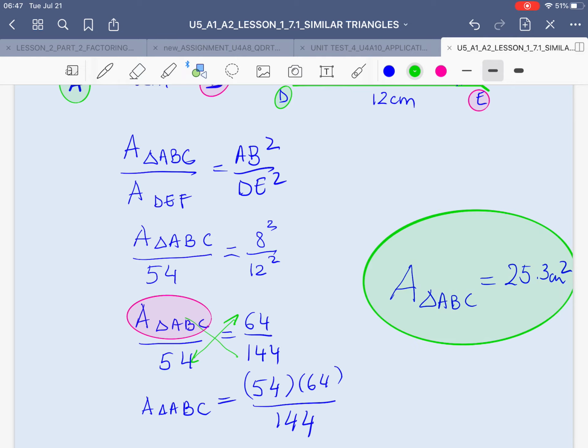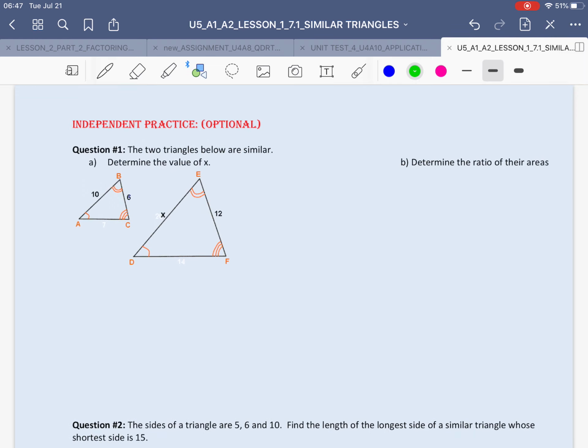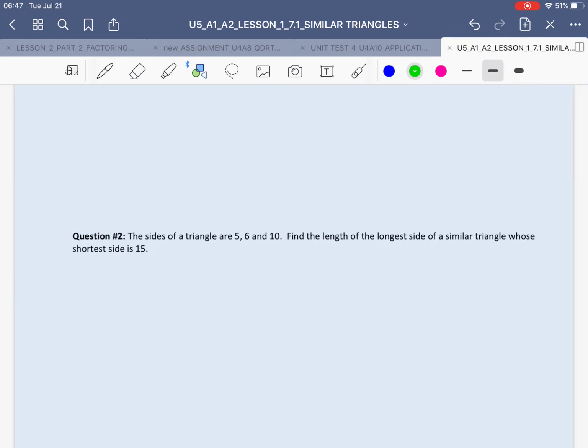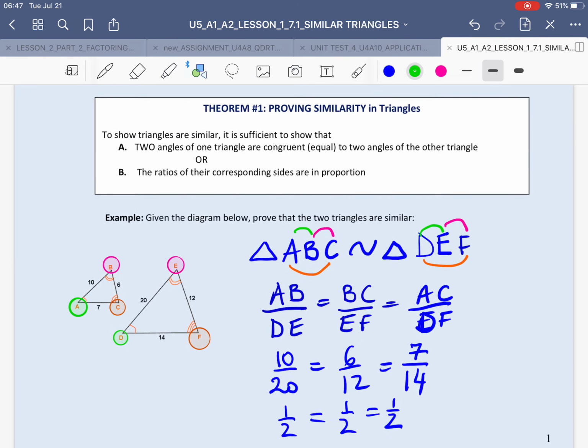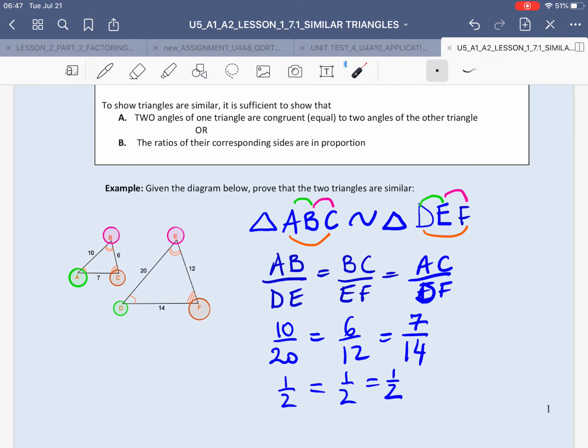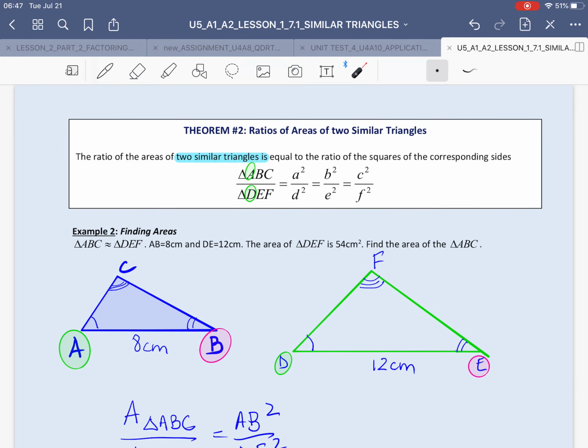Okay, so now there you have some independent practice questions that you can look at if you wish. And the things that I want you to remember from this lesson is, number one, that to prove similar triangles, when you write the similarity statement, it's important that you match the angles, right? And then from there you can build your ratios. And number two, that the ratio of the areas is equal to the ratio of the square of each side. That's it for now. See you next time.